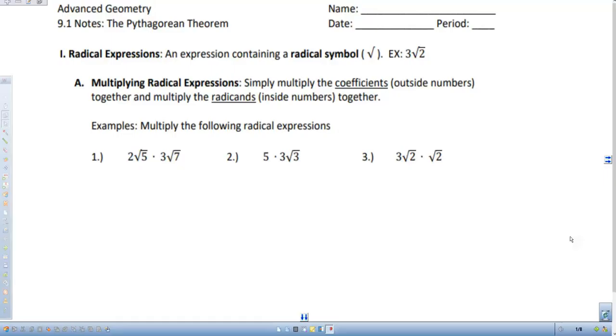But one thing we need to do prior to learning about the Pythagorean theorem is just do a little algebra review. We're going to do that right now. We're going to review simplifying radical expressions and then multiplying them as well.